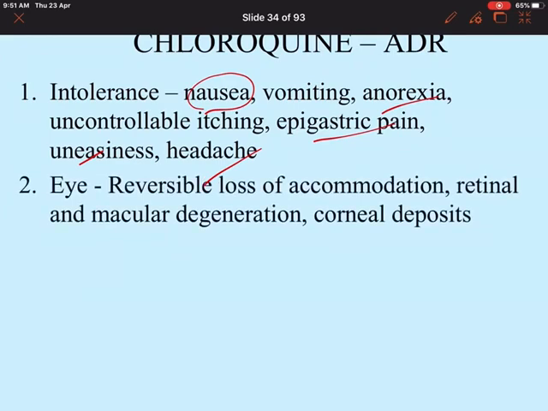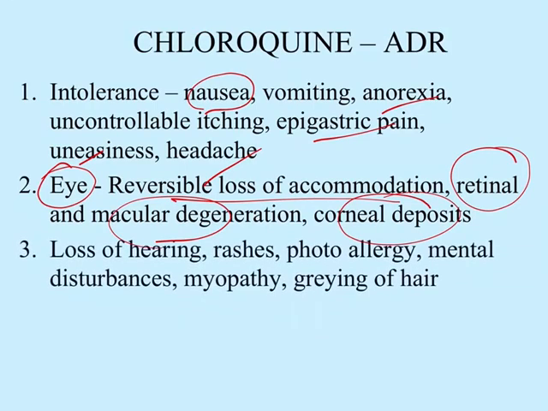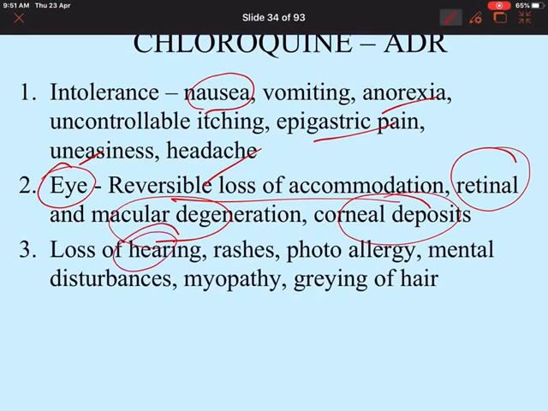We also understood that it has high affinity and binds to structures like melanin and retina. It binds to nuclear chromatin. So in the eye, it causes reversible loss of accommodation, retinal and macular degenerations. It can also form corneal deposits. There can be loss of hearing, graying of hair, photoallergy, rashes, myopathy.